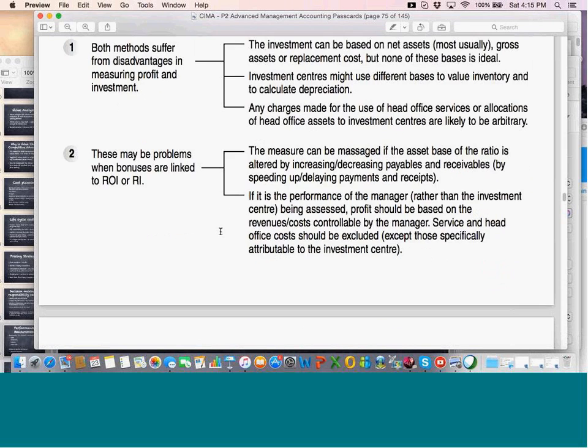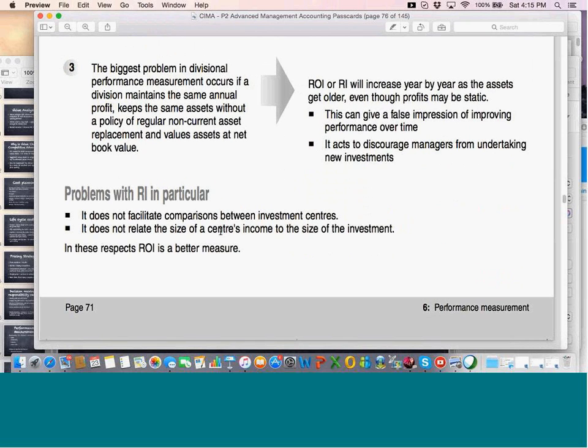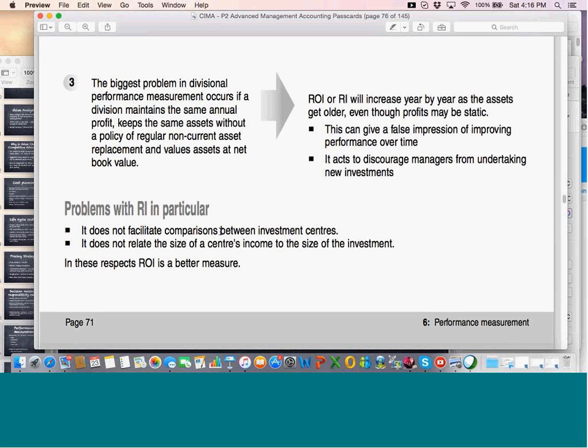The biggest problem in divisional performance measurement occurs if a division maintains the same annual profit and keeps the same assets without a policy of regular non-current asset replacement, and values assets at net book value. It discourages investing in new assets, because when you divide by assets that have been depreciated for four years, the base will be very small and the return on investment will be huge. So people tend to shy away from new investment.